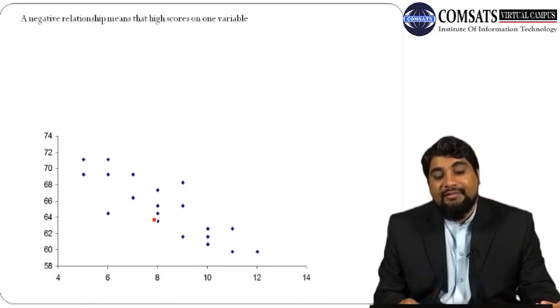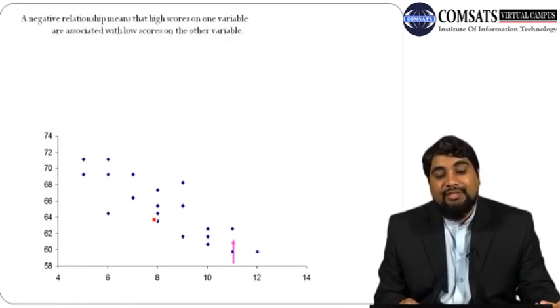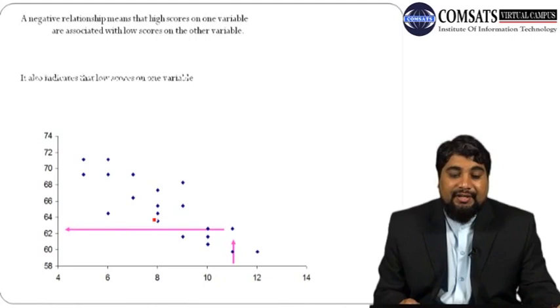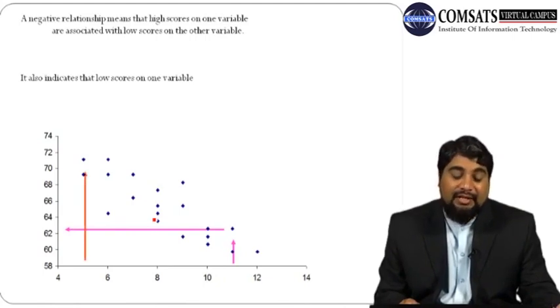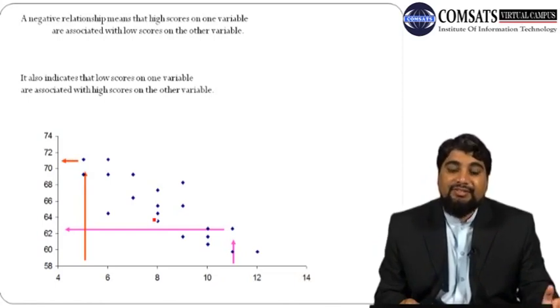But a negative relationship means a high score on one variable, here around 11, is associated with a low score on the other, which here is around 62.23. It also indicates that a low score on one variable, on the x-axis around 5, is associated with a high score on the other variable, which is around 71. This indicates a negative relationship.